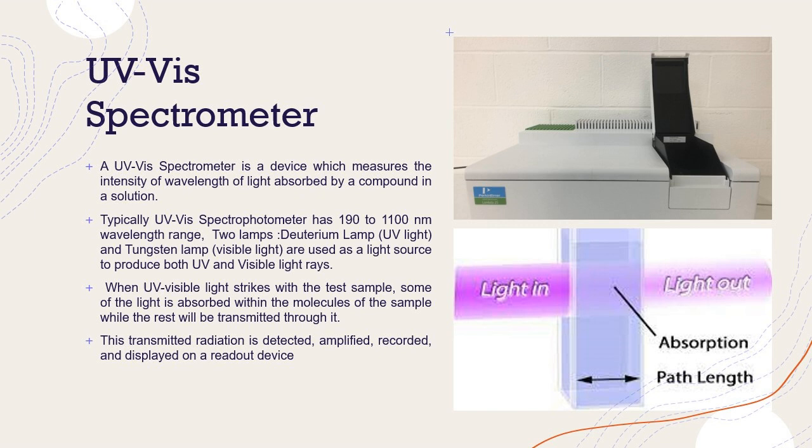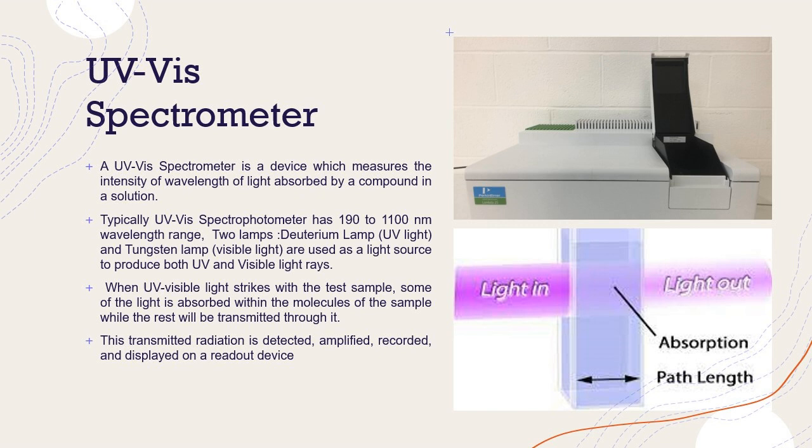A UV visible spectrometer is a device which measures the intensity of wavelength of light absorbed by a compound in a solution. Typically, a UV visible spectrophotometer uses two lamps, a deuterium lamp for UV light and a tungsten lamp for visible light, as light sources to produce both UV and visible light rays.